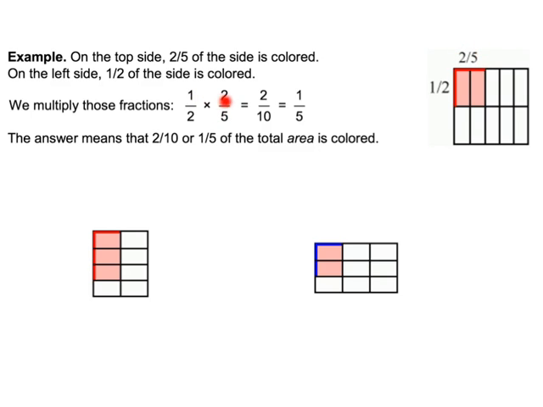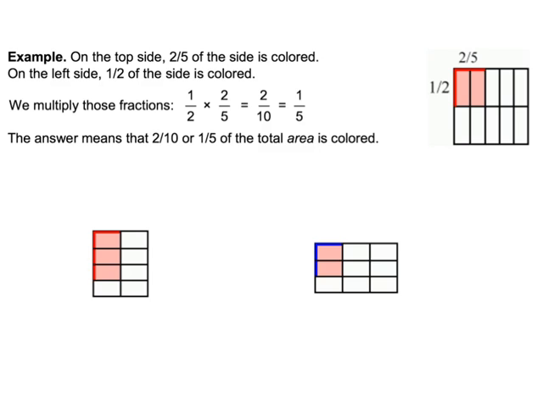And when I do that, 1 times 2 is 2. 2 times 5 is 10. And I can simplify that to 1/5. But let's go look. We have 2 pieces shaded, so there's our 2. And 2 out of the 1, 2, 3, 4, 5, 6, 7, 8, 9, 10. That's our denominator. And so the answer means that 2/10 or 1/5 of the area is colored.